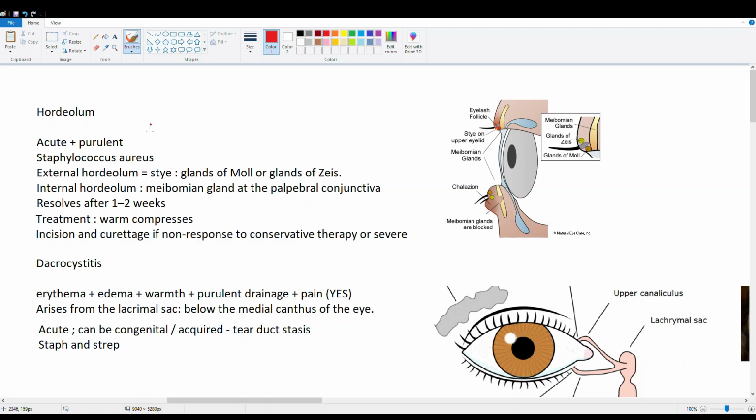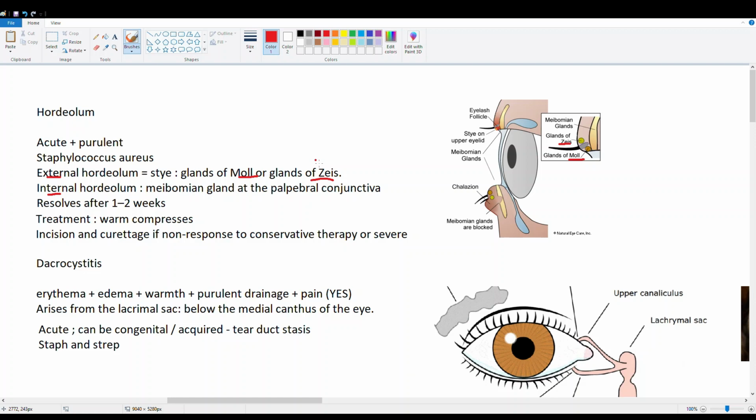What causes hordeolum? Staphylococcus aureus is the main culprit here, and it comes in two flavors, an external and internal version. Okay, so let's have a bit of a discussion about what these are so you can impress your attending with your knowledge. All right, so an external hordeolum is also known as a stye. It infects two glands in the eye, the glands of Moll and the glands of Zeis. So here I've included a little diagram on the right with the glands of Moll and Zeis. If we look at this zoomed in section here, here are the glands of Zeis, here are the glands of Moll. And what exactly are they?